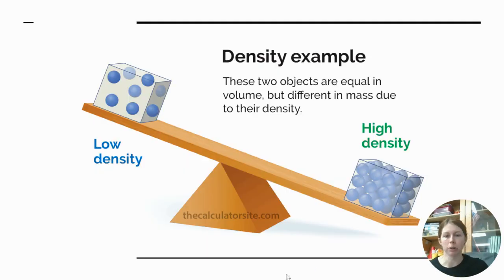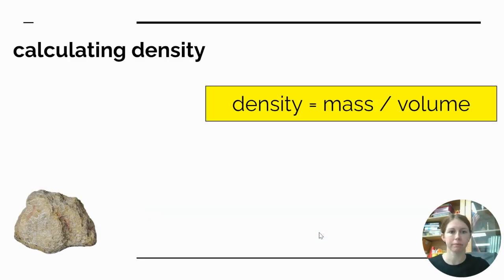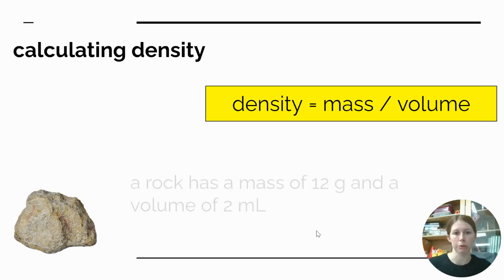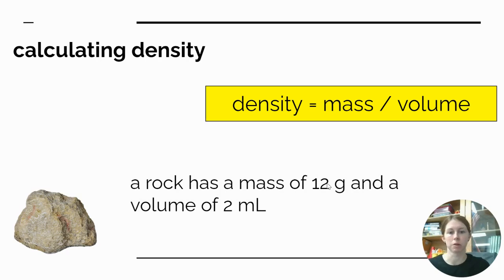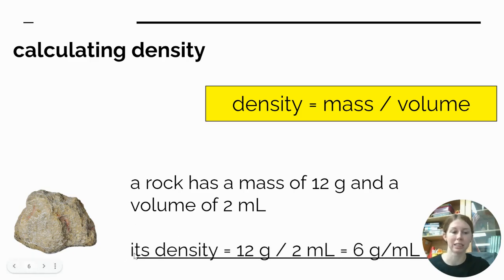So here's the density example. We have two objects. They have the same volume, but on the teeter-totter, the one with more mass is lower, so this would be a high density object. This one has low density. Again, they're the same volume but different mass, so there's different density. How you find it, this is review: density equals mass divided by volume. If you have a rock with a mass of 12 grams and a volume of 2 milliliters, and you divide the mass by the volume, it tells you that this rock has a density of 6 grams per milliliter. So in every 1 milliliter, there are 6 grams of mass.